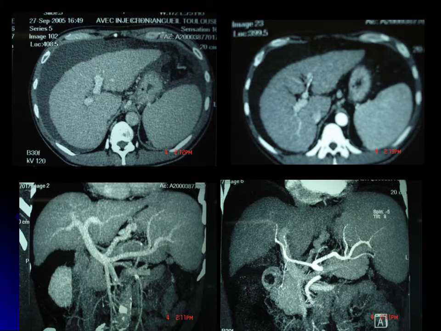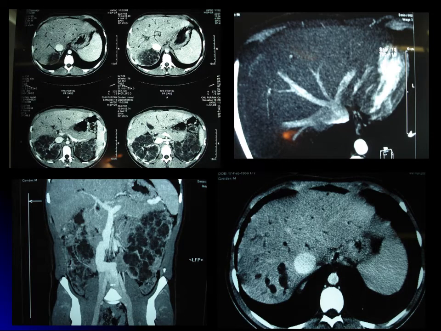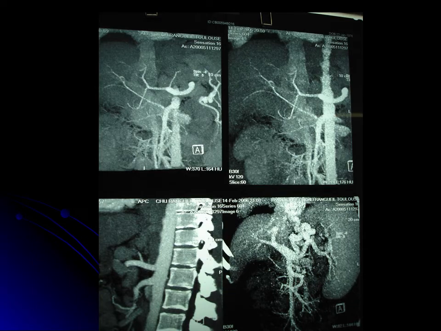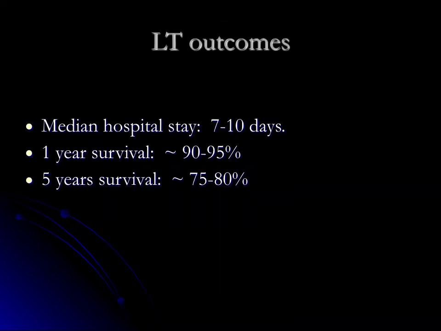These are examples of triphasic CT. As you can see, the cirrhotic liver with ascites, and this is the arterial phase, and this is the portal CT portography. You can see the portal vein, and in CT angiography, you can see the hepatic artery. This is the CT venography, you can see the hepatic veins. Also, in this CT angiography, you can see the anomaly where the right hepatic artery comes from the superior mesenteric, and in CT portography, you can see the portal vein with esophageal varices.